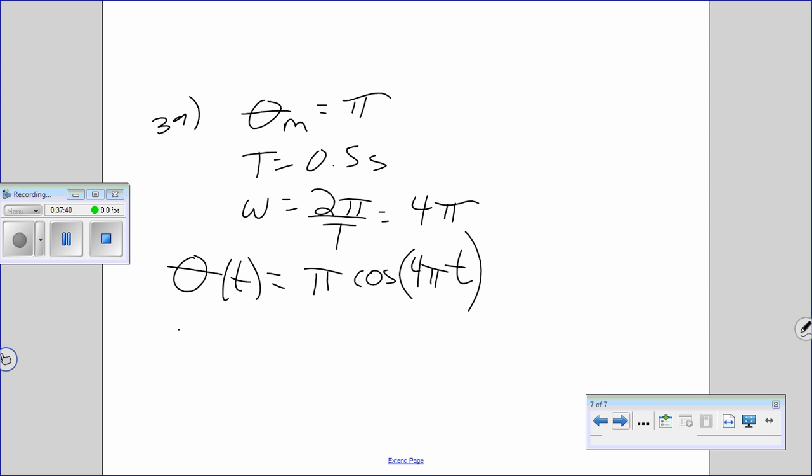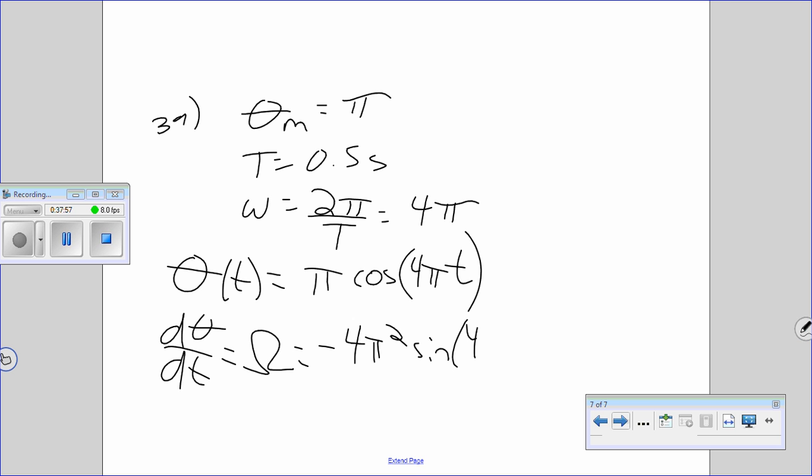So now I can find my d theta dt, also known as capital omega, right? You have to take the derivative, so you're going to get -4 pi squared sine of 4 pi t. So what's my maximum angular velocity? 4 pi squared, right? And that's what question A is asking for. Okay, yeah, I just did that out.